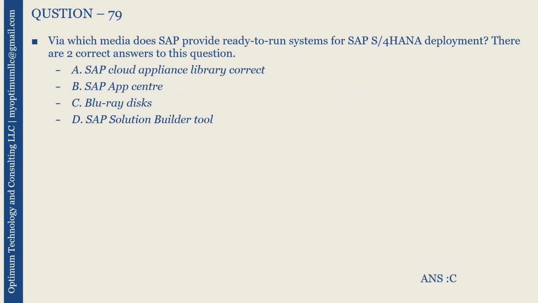Question 79. Via which media does SAP provide ready-to-run systems for SAP S/4HANA deployment? There are two correct answers to this question. A. SAP Cloud Appliance Library. B. SAP App Center. C. Blu-ray discs. D. SAP Solution Builder tool.